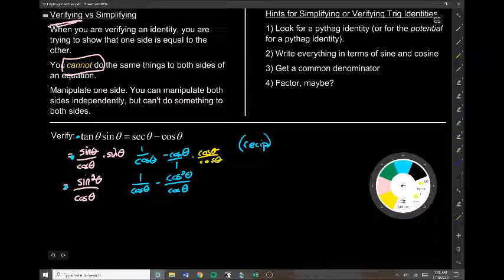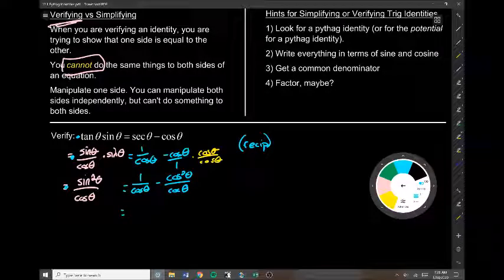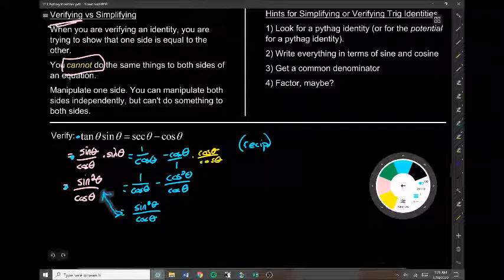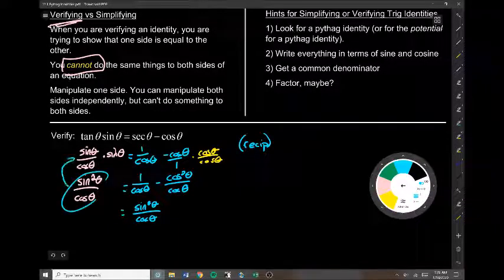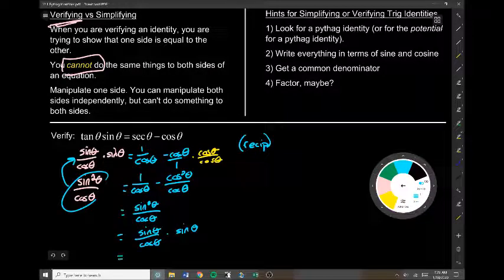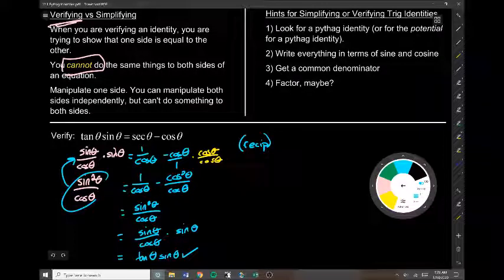1 minus cosine squared is something. 1 minus cosine squared is sine squared. And now I've got it. Look, these two things are the same. So I can now just take the steps that I have in pink and write them backwards. Since I have sine squared over cosine, I can just think of that as sine over cosine times sine. And sine over cosine I know is tangent. And boom, I've proven it.